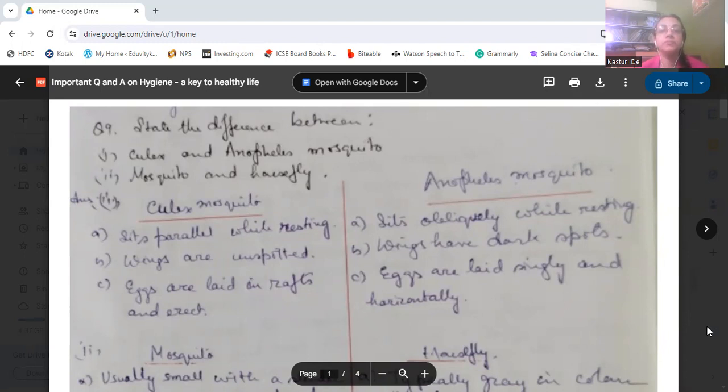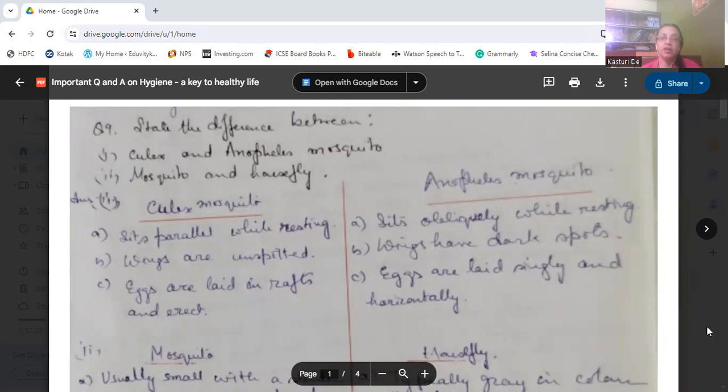So we'll start with the difference between the Culex and the Anopheles mosquito. Culex mosquitoes sit parallel while resting. That is, when they rest, they sit parallel to the resting surface, like this. And Anopheles mosquitoes, while resting, sit obliquely, like this. So that is the difference between Culex and Anopheles mosquito, number one.